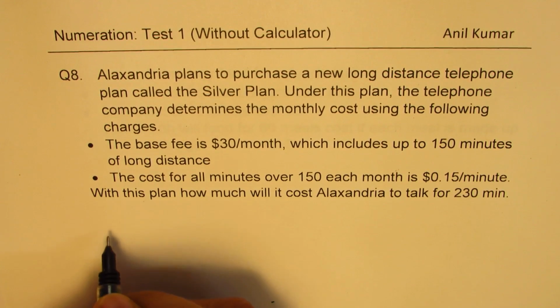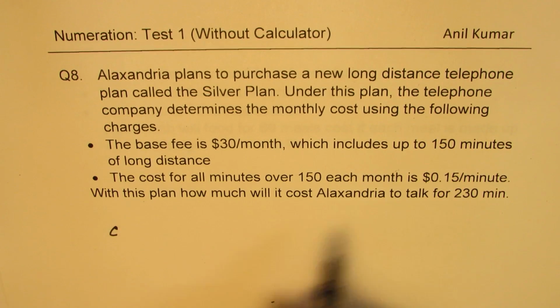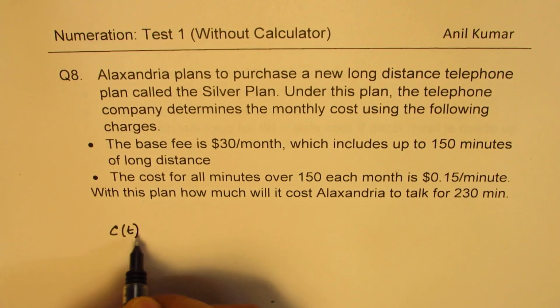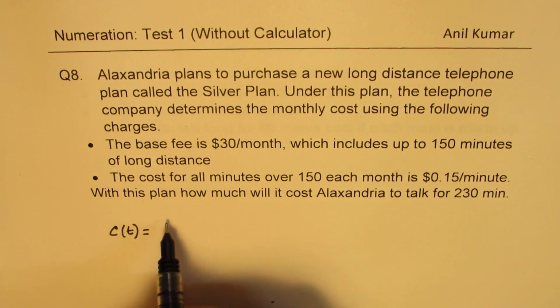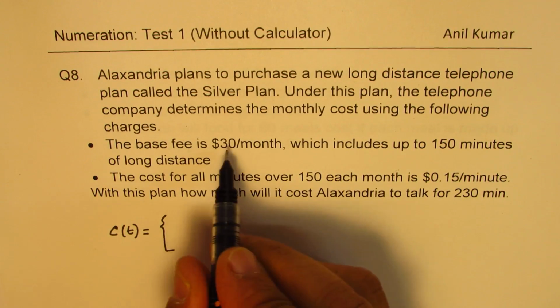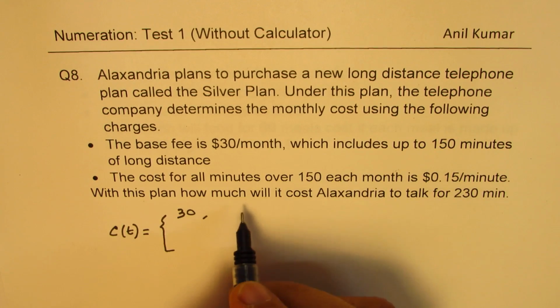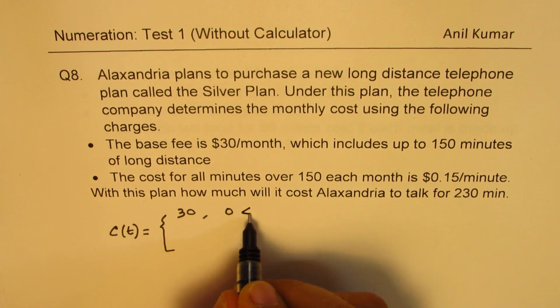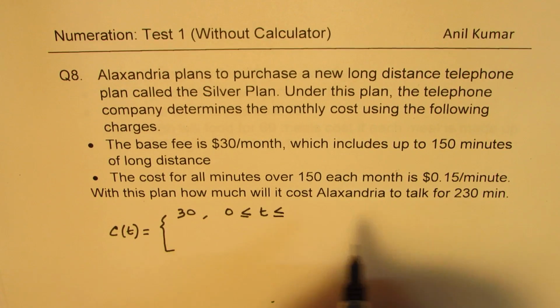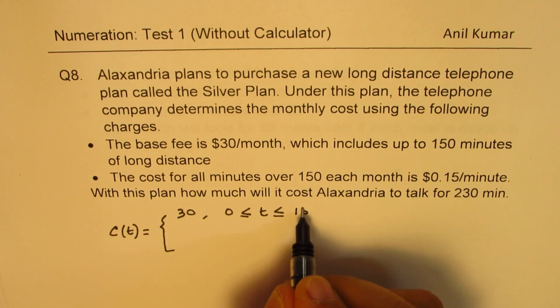So let's consider the function first. We'll write the cost with the time. So cost is a function of time here. Initially, there is a flat fee, which is $30. And this is valid if the time is from 0 to 150 minutes, correct?